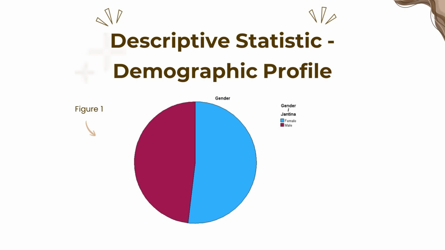Figure 1. As you can see in Figure 1, as shown in the pie chart, the analysis shows that the gender distribution was nearly balanced, with 49% male respondents and 51% female respondents.